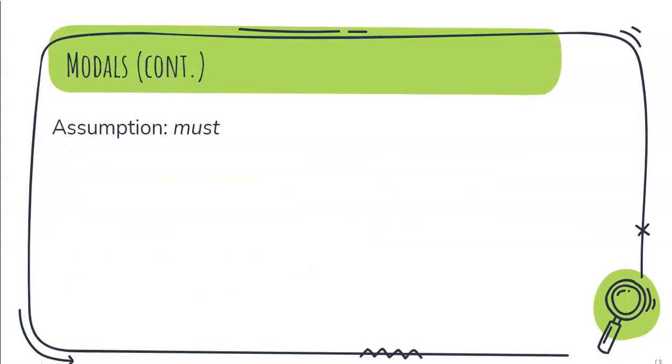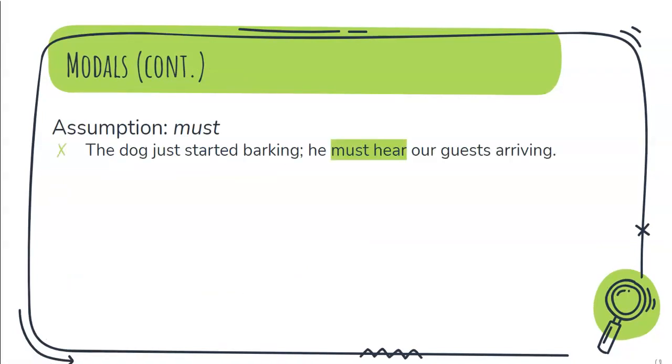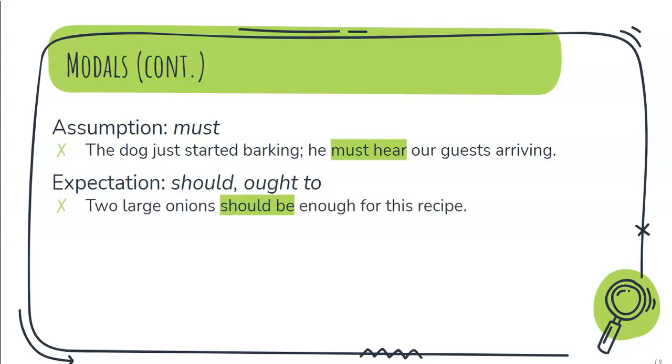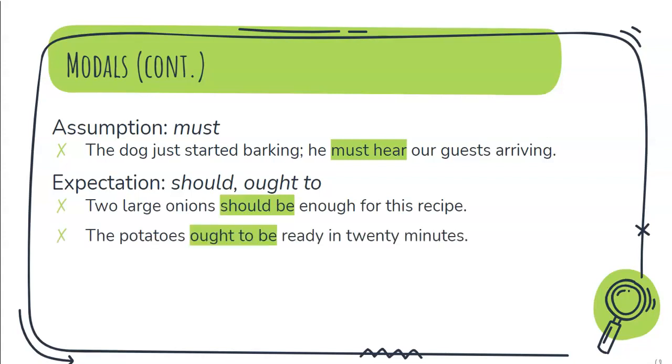For assumptions, use the modal must. The dog just started barking. He must hear our guests arriving. When there is a reasonable expectation of an outcome, use should or ought to. 2 large onions should be enough for this recipe. The potatoes ought to be ready in 20 minutes.